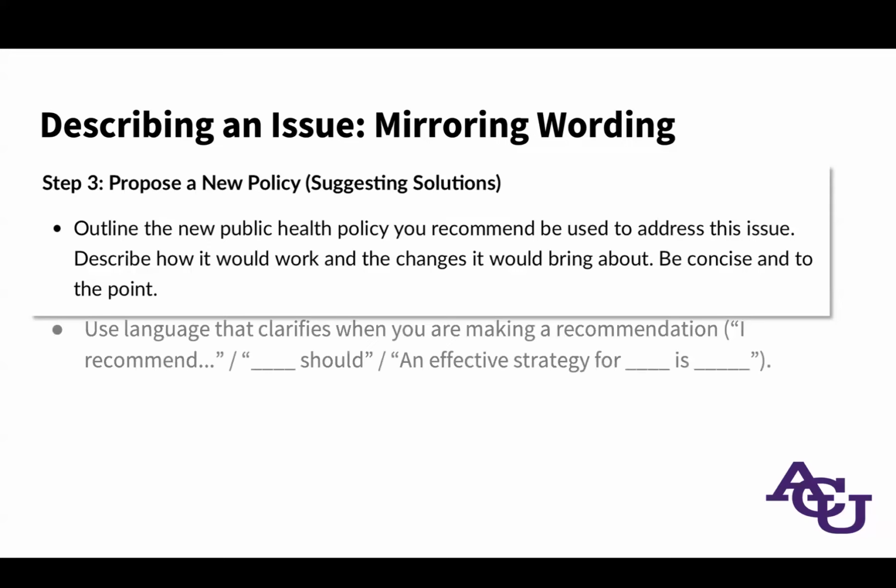And so for this, you want to make sure that your language clearly shows that you're making a recommendation. That could be like, I recommend that the state health department invest in such-and-such, or public healthcare workers should be trained to identify these warning signs of, or an effective strategy for this is that, and therefore we should use such-and-such, or therefore this entity should institute this, or schools should increase exercise programs, or whatever it is that you are advocating as the new policy to address this.